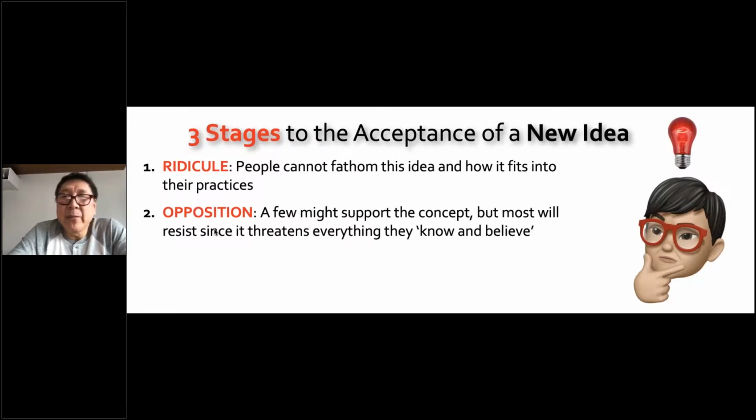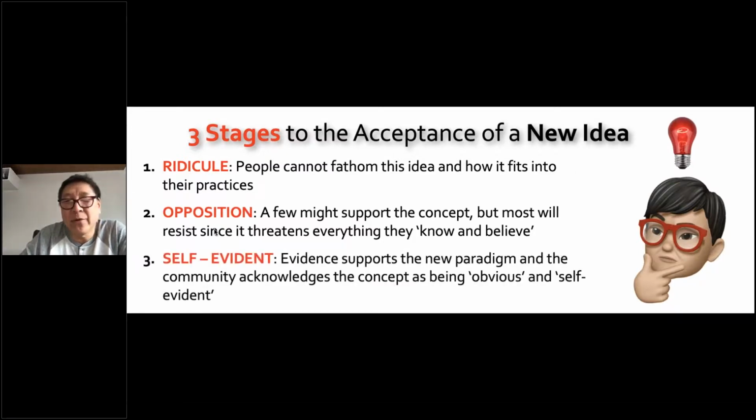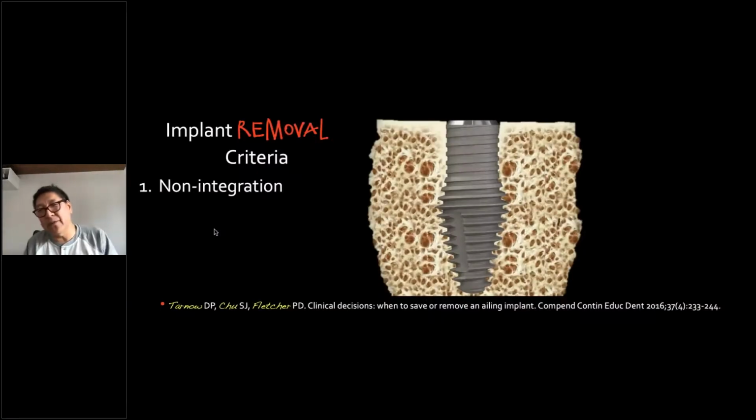So the opposition comes from the fear that people are starting to understand the concept and having good results, going against what they know and believe to be true. And then, of course, the last phase is self-evidence, where there's science to back up the concept. We've been facing this, but over time, as you'll see, there's a good group of people. There's a global consortium of individuals using the design.